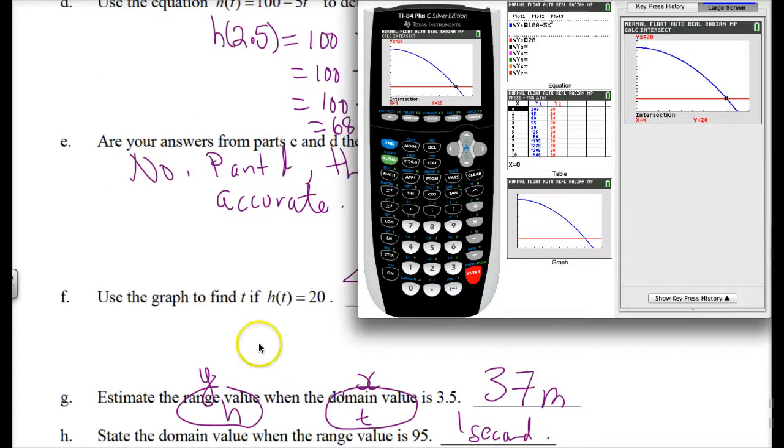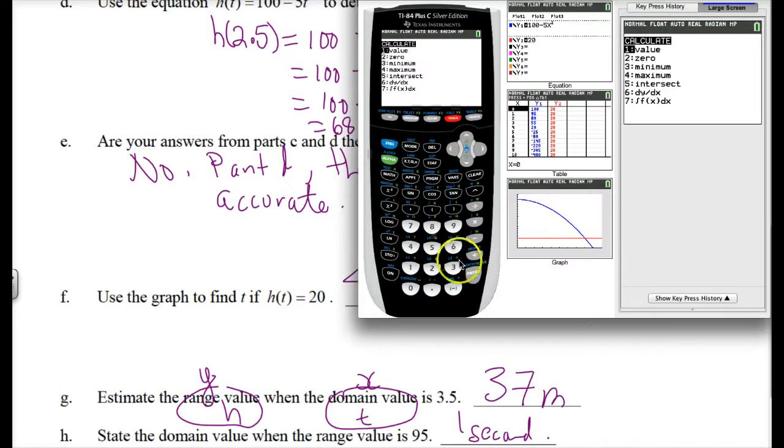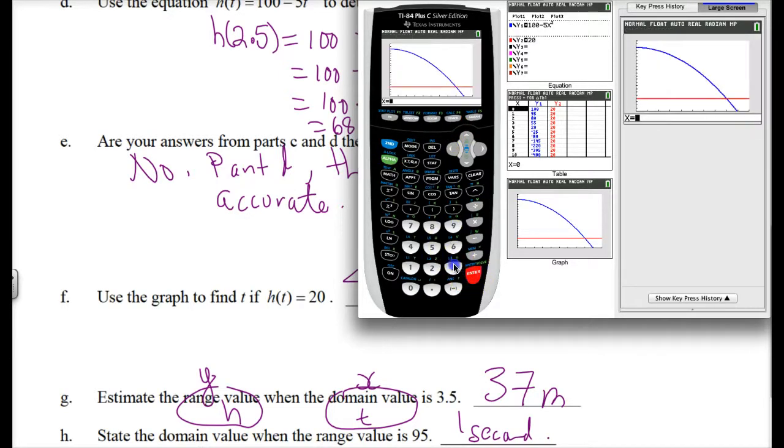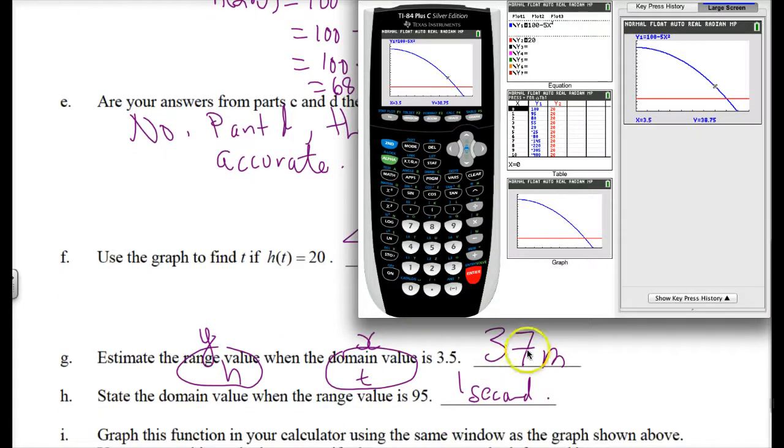Estimate the range value when the domain is 3.5. So second, calc, value, 3.5, enter, and we get 38.75, and I said 37, so it's close.